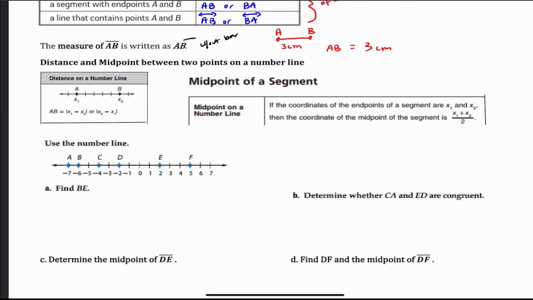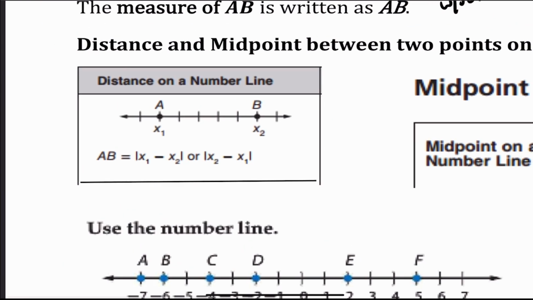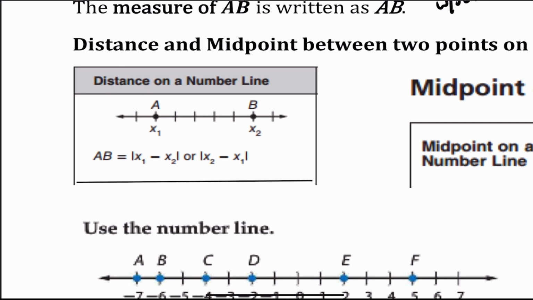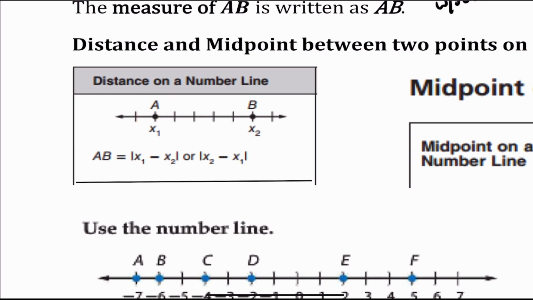Now we will move on to the distance and midpoint between 2 points on a number line. To find the distance between 2 points, suppose you want to find the distance between A and B. Instead of counting through the line, there is a formula we can use to calculate distance. It's AB equals the absolute value of x sub 1 minus x sub 2, or the absolute value of x sub 2 minus x sub 1.